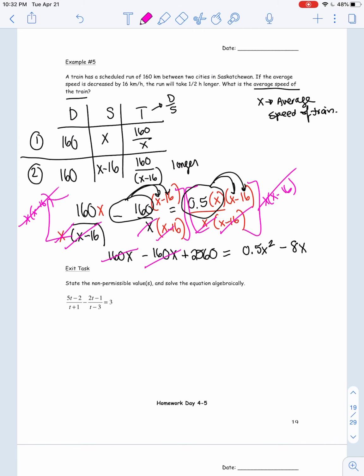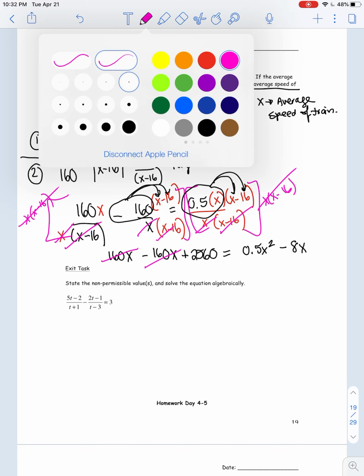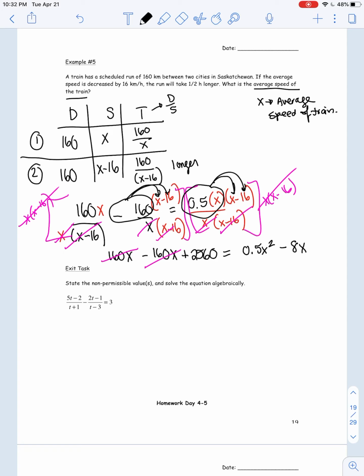So that's what I have on the right side. Now, what we'll notice is that these will cross each other off because they're the same numbers but the opposite sign. And then we just have to bring that 2,560 to the other side.